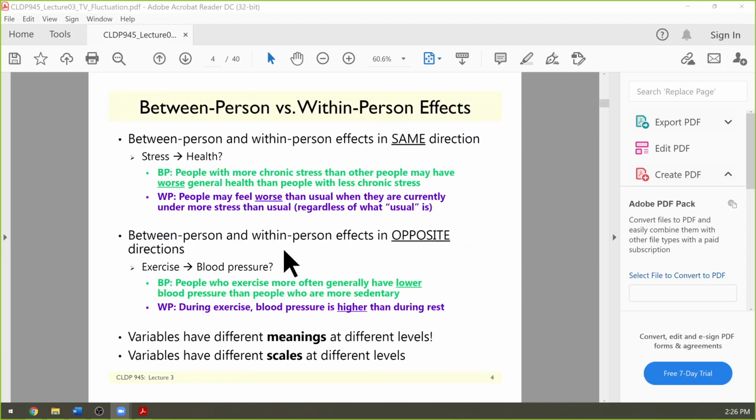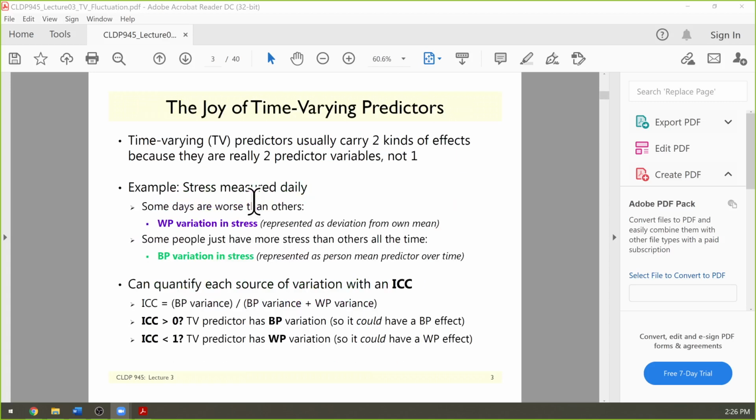So if I have a variable like stress measured daily, like an EMA kind of study, ecological momentary assessment, some people are going to report that they have more stress in their lives than others. They will have a higher mean stress score across the days of their observations. And simultaneously, some days are going to be worse than others. So if I'm picturing stress as a predictor, if I've measured it repeatedly, it's going to have between person level 2 variation and within person level 1 variation in the same way that the outcome would. So I have to put it into the model in both places.